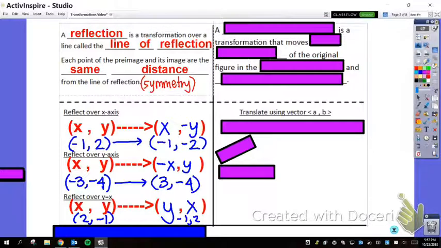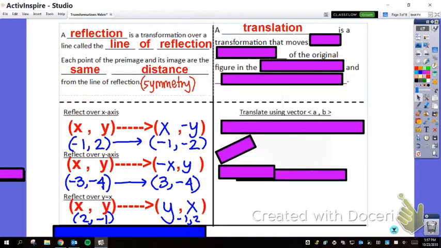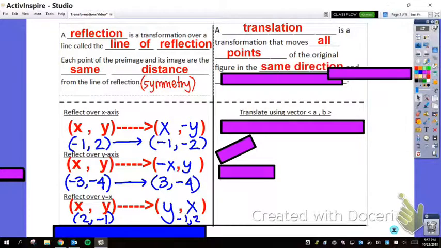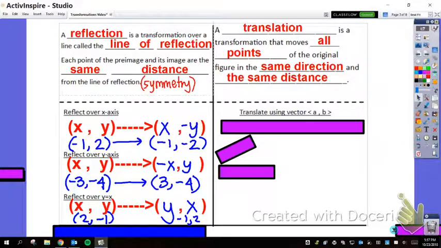All right, now we're going to go to our second one, which is translation. A translation is a transformation that moves all points. If there's 4 points on the figure, you're moving all 4 points. If there's 3 points, you're moving all 3 points, of the original figure in the same direction and the same distance. So we're moving it in the same direction and the same distance every time.